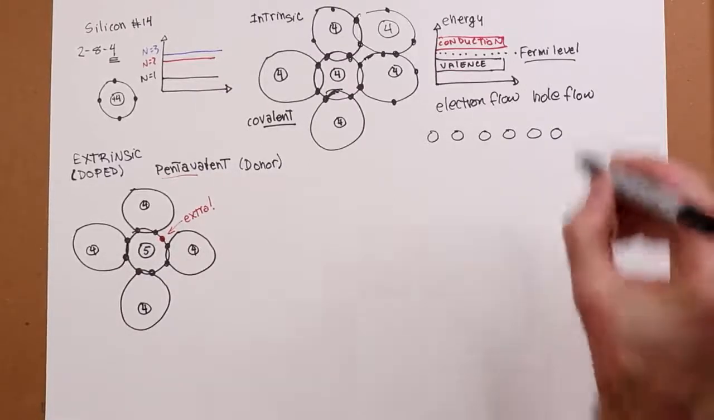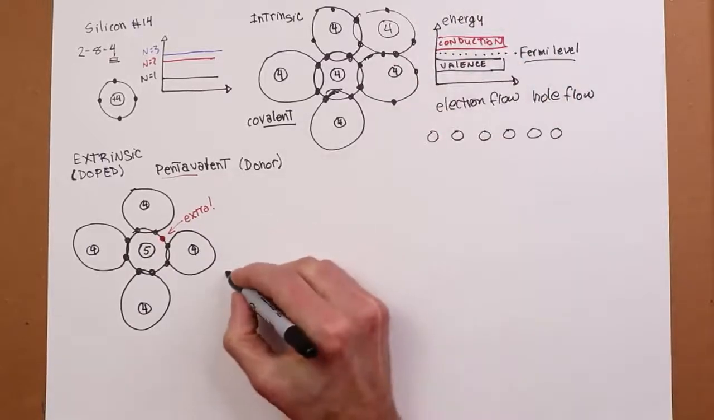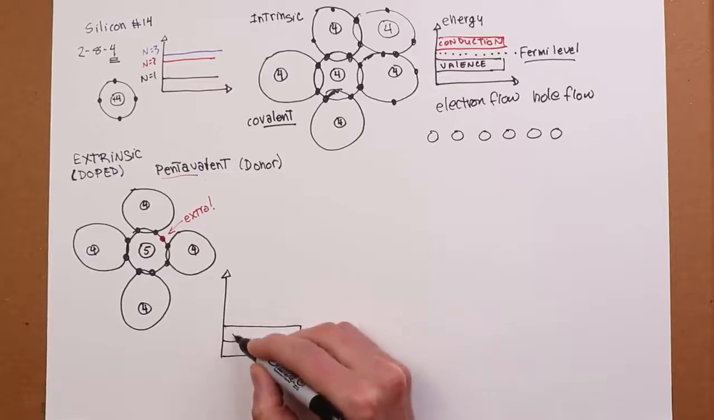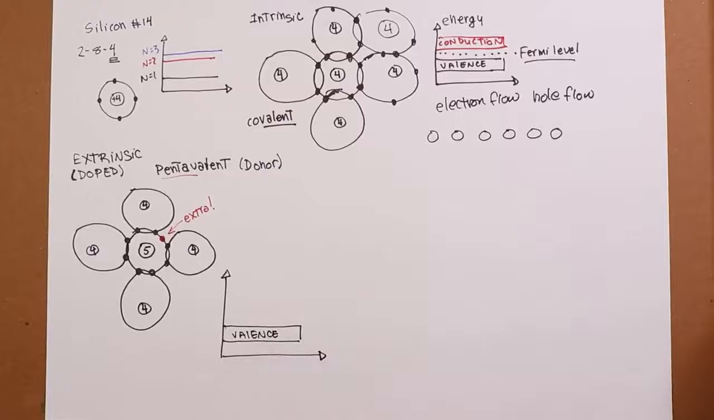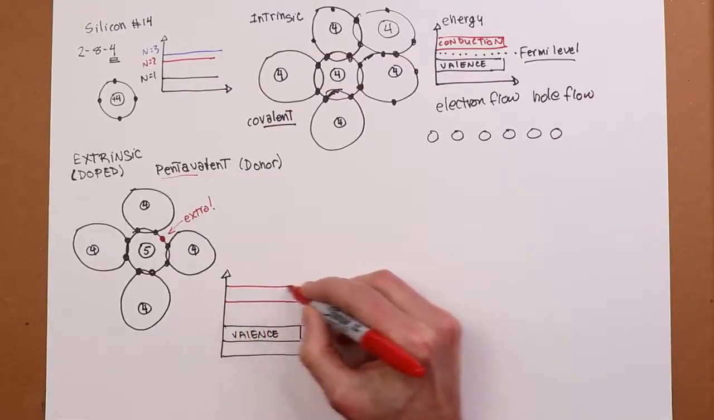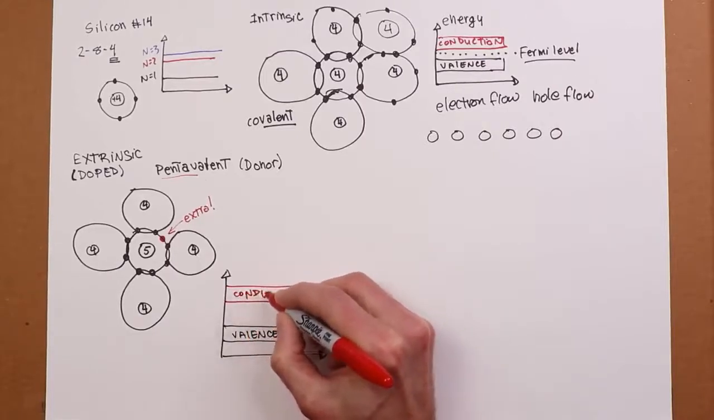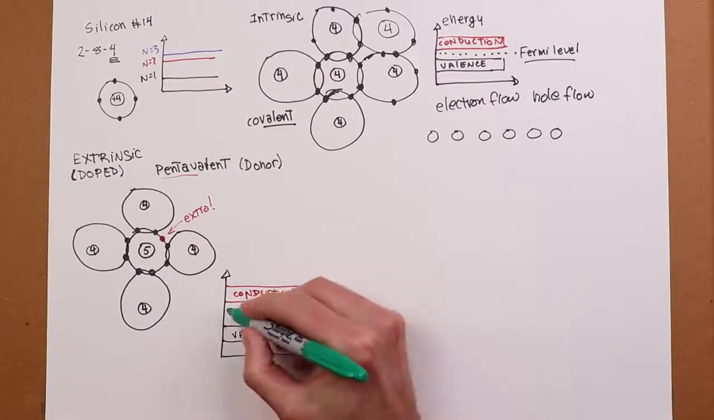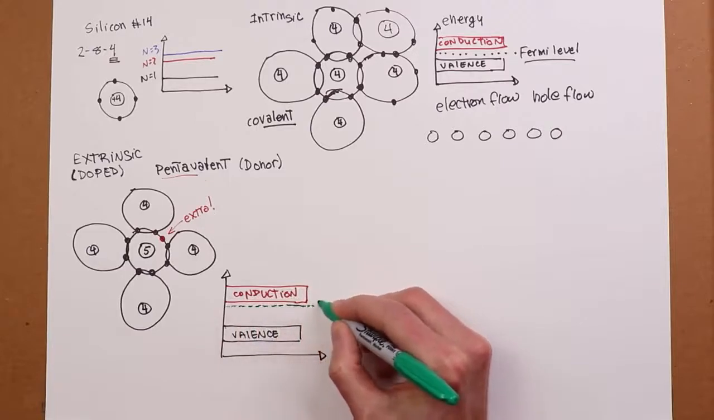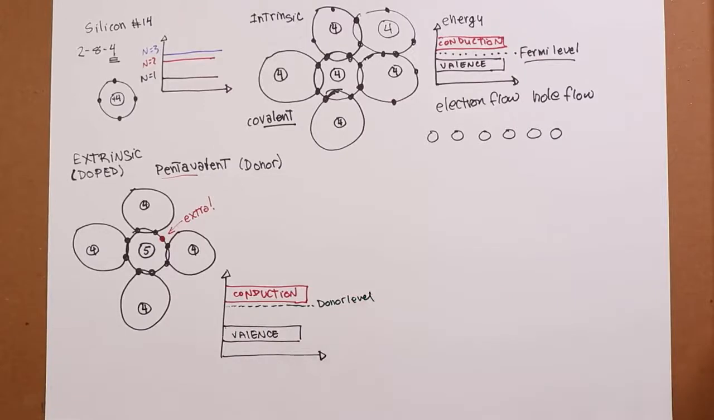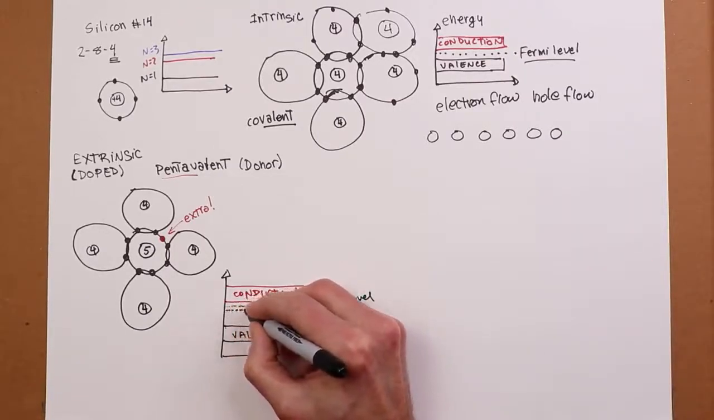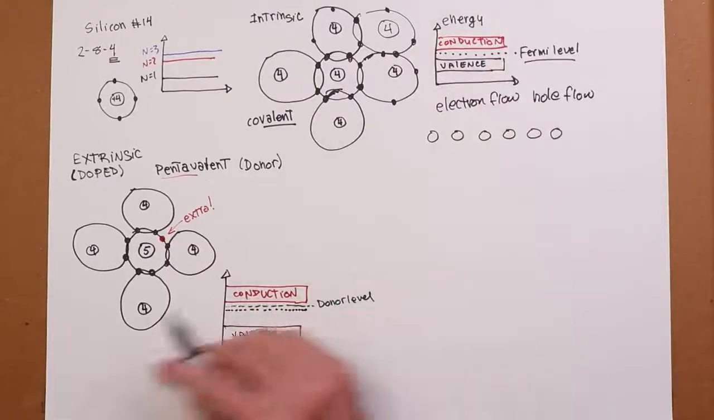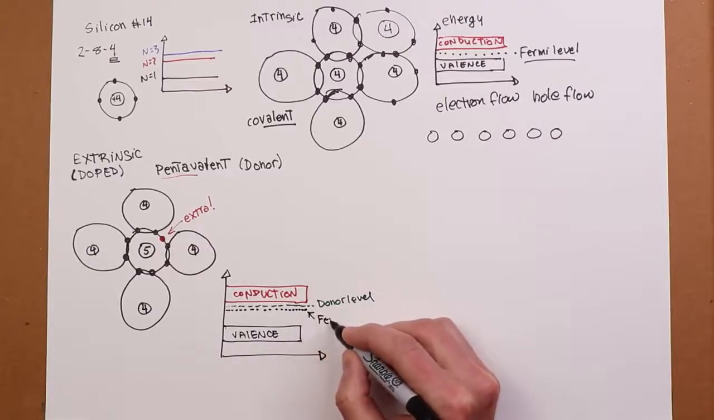Okay, so what does that do as far as our energy bands? Well, what we wind up with is something that looks like this. Here's our valence shell. Then conduction's up here. But since we have these extra electrons, the donor level is up here. What that does is it takes our Fermi level and pushes it up. So the Fermi level is closer to the conduction band. It's no longer pretty much even, right? It's much closer to the conduction. My drawing is not perfect, but you get the basic idea, right? So here's our new Fermi level that's been pushed up.